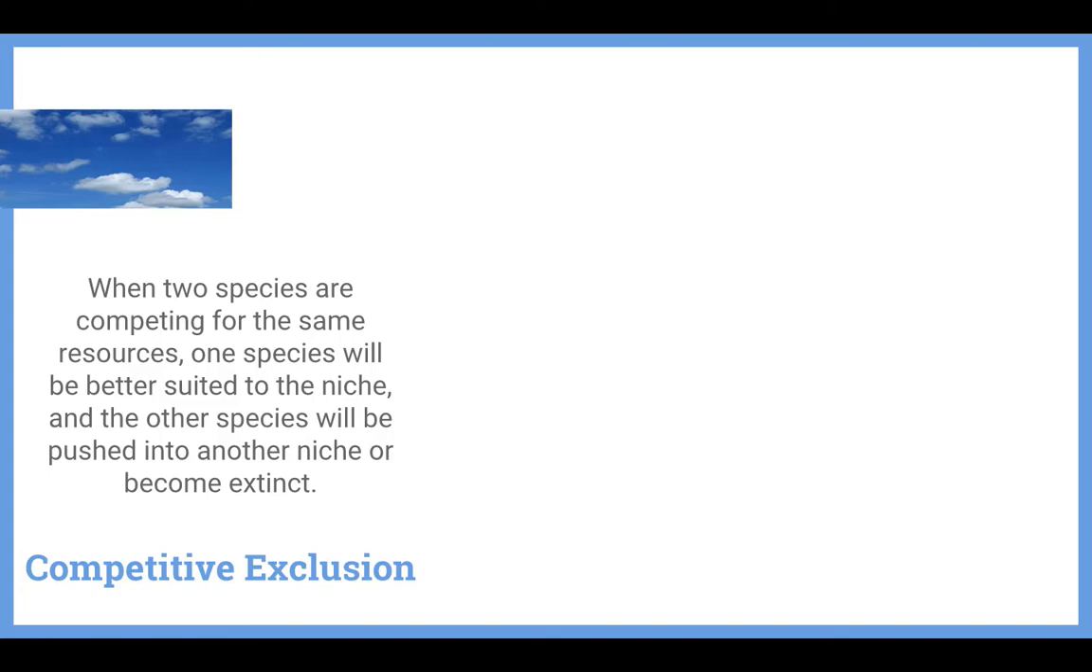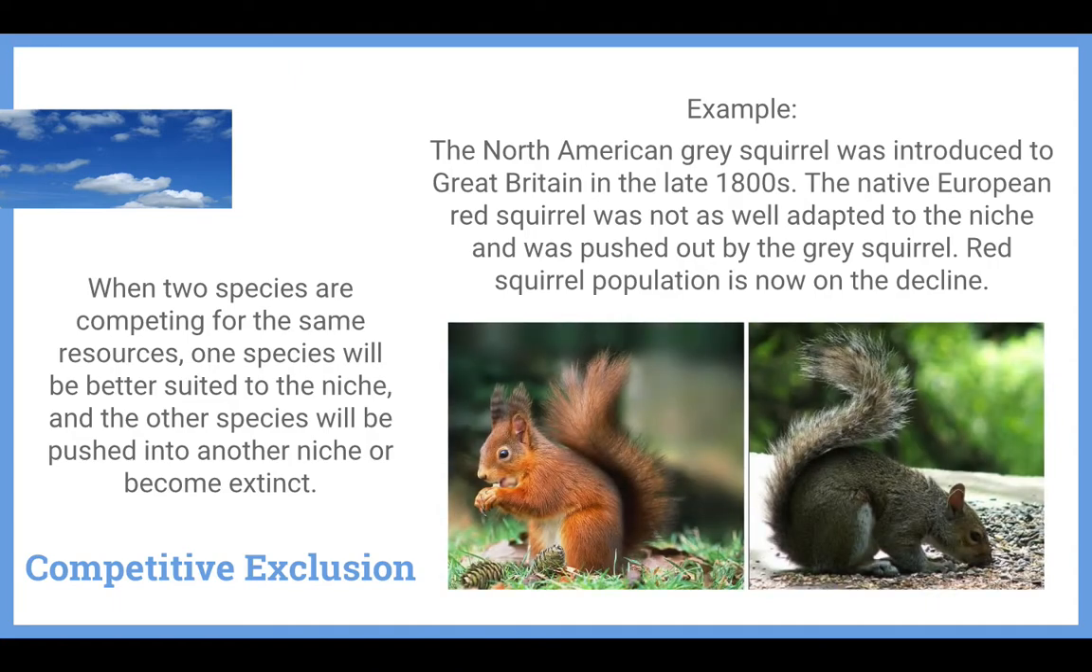Here's an example. The North American gray squirrel was introduced in Great Britain in the 1800s. The red squirrel that's native to Europe wasn't as well adapted to the niche that it was occupying. So what happened is the gray squirrel started to take over. Now the red squirrel population is declining as a result of that. So unless the red squirrel finds a way to be adapted to its environment a little bit better, it could potentially become extinct. So it can result in two different things.